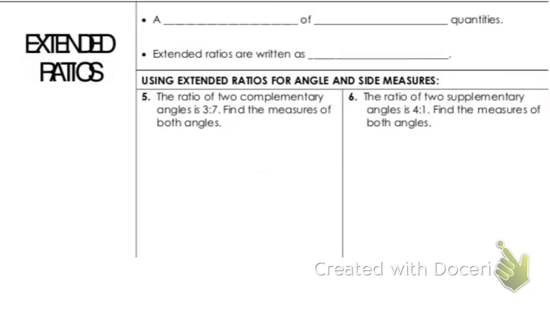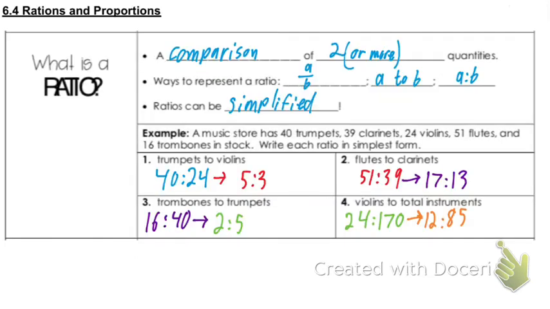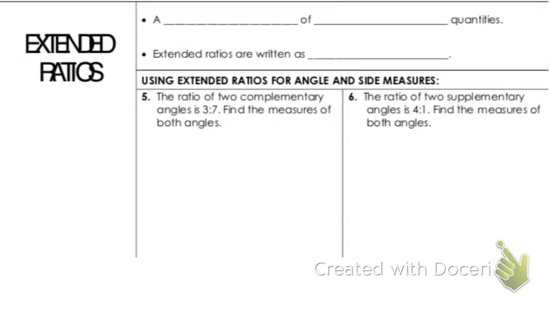All right, now we have these things called extended ratios. You know how I said a moment ago ratios could be two or more quantities? Well, an extended ratio is still a comparison, but specifically of three or more. You take your ratio and you extend it. So it's still a type of ratio, just a more specific type. Extended ratios are written as A to B to C.